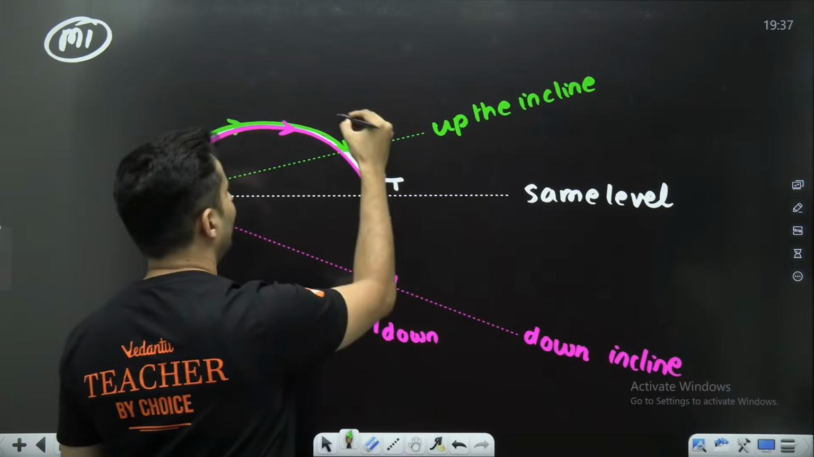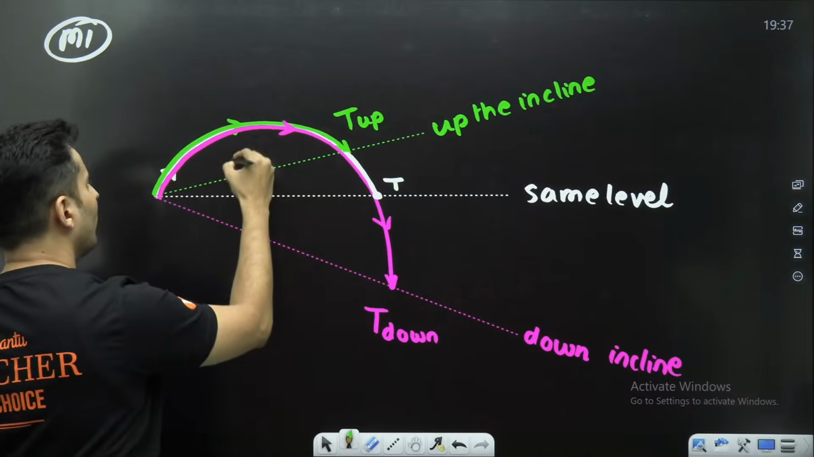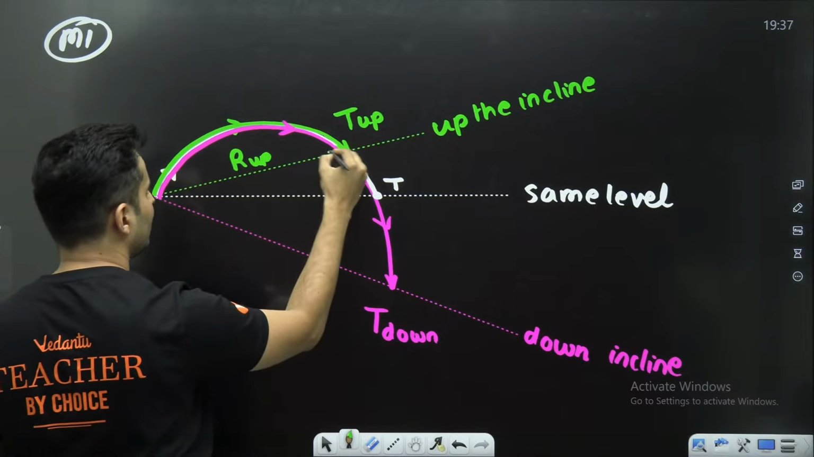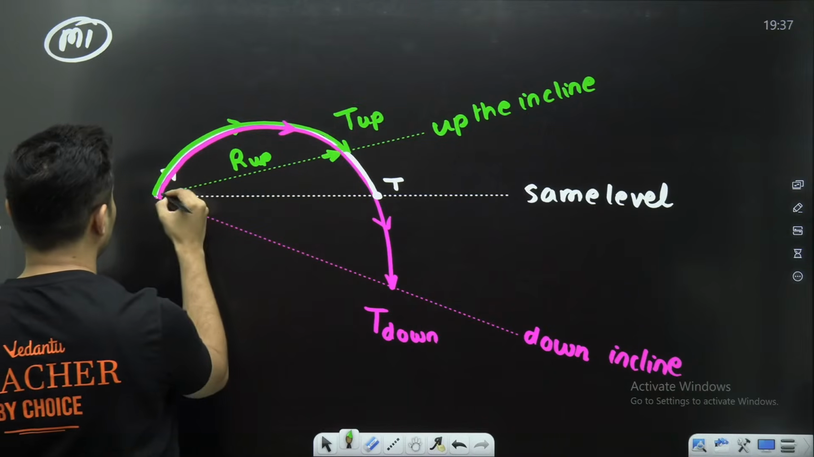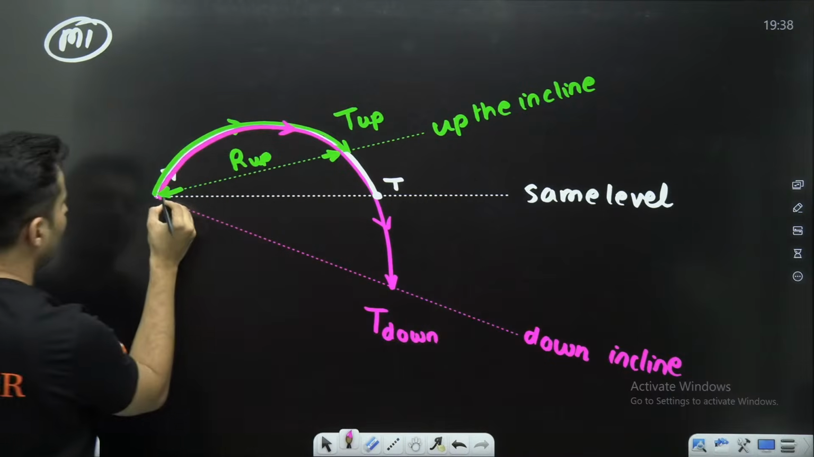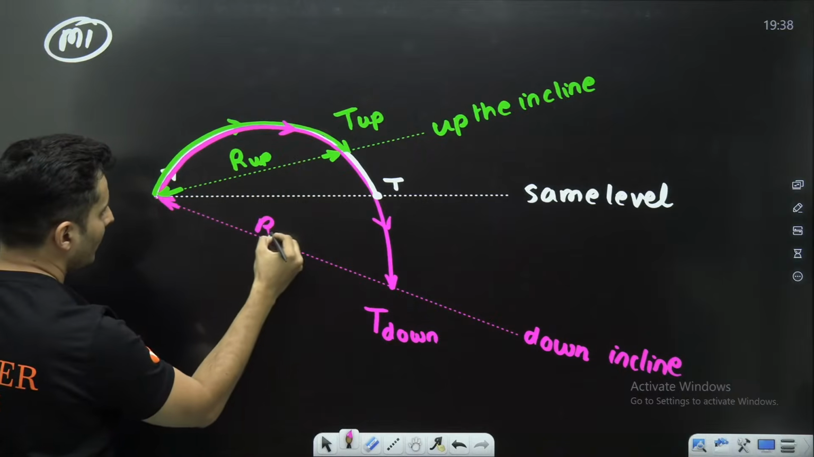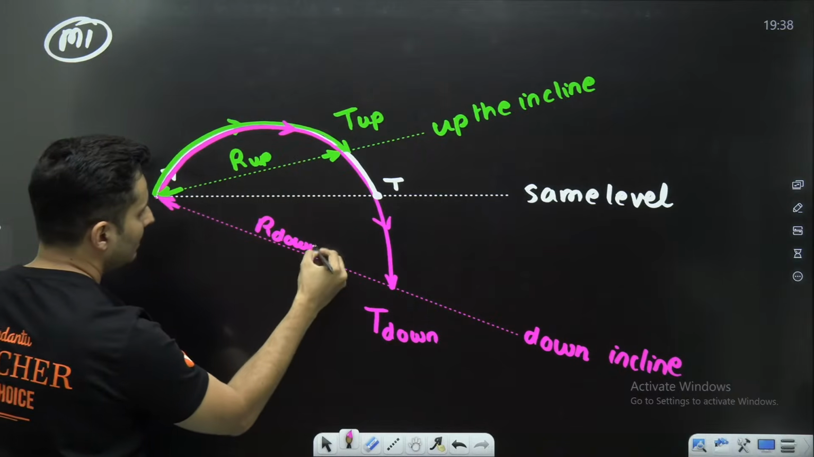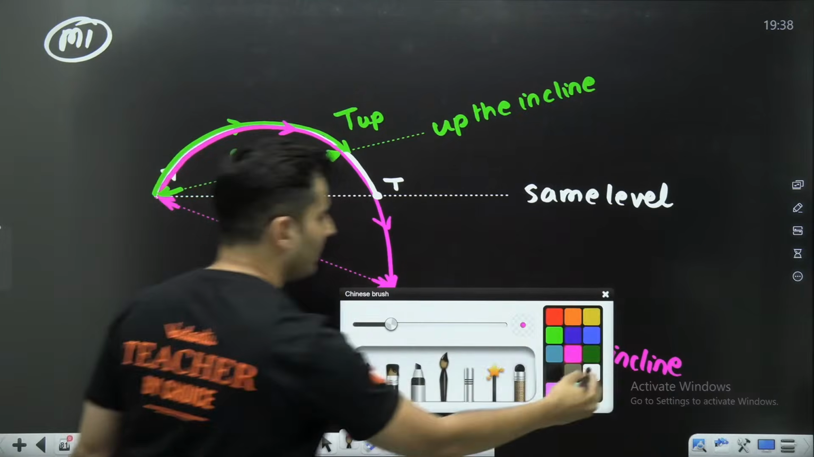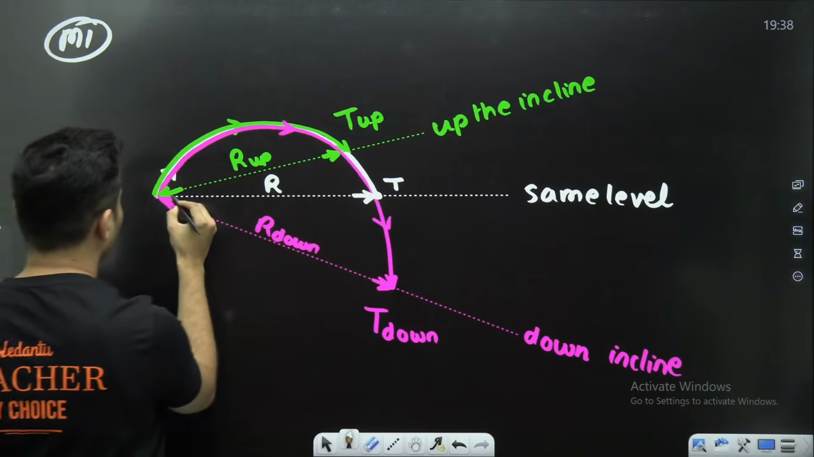Also, the time of flight up the incline. Not just that, we'll also be seeing the range up the incline. When I say range up the incline, it is basically this particular distance. We'll also be seeing the formula for the range down the incline. Is that clear, everyone? This would be the normal range, till here.